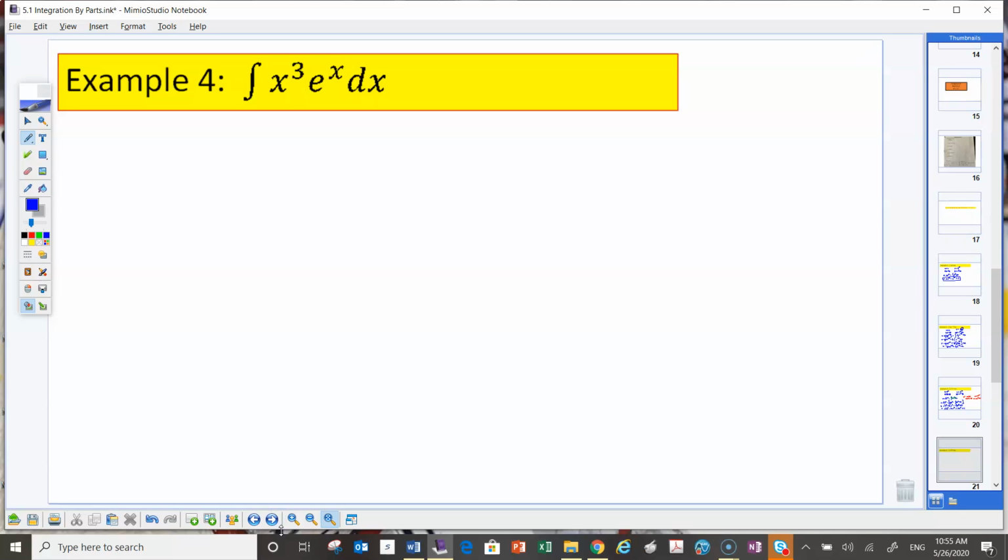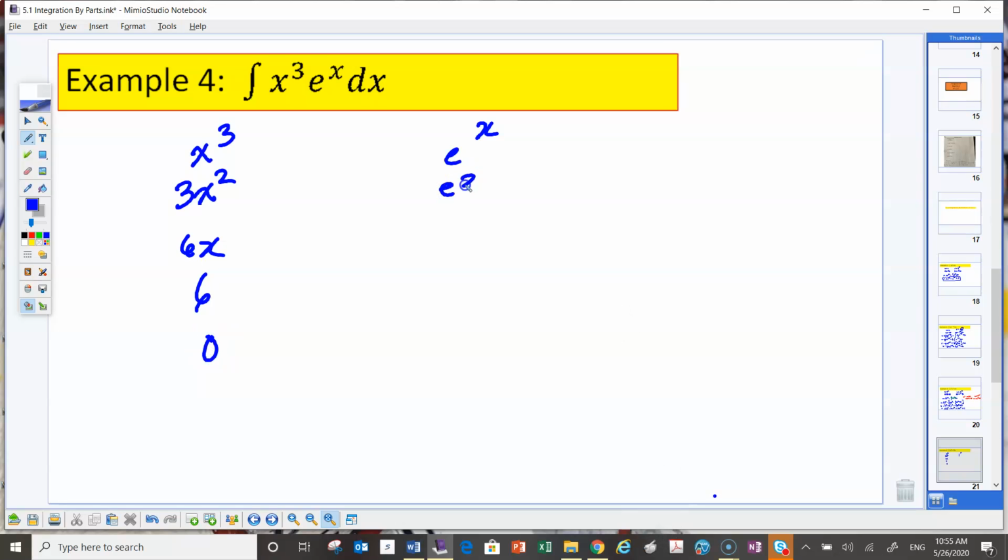Again, if you want to try this one, you can. This one, you only have to do it 3 times. And again, for this one, I'm going to review the table method. And remember, when we're doing a product, I have my x to the cubed, and I have my e to the x. Provided one of my terms, when I take the derivative, will go down to 0, I can use the table method.